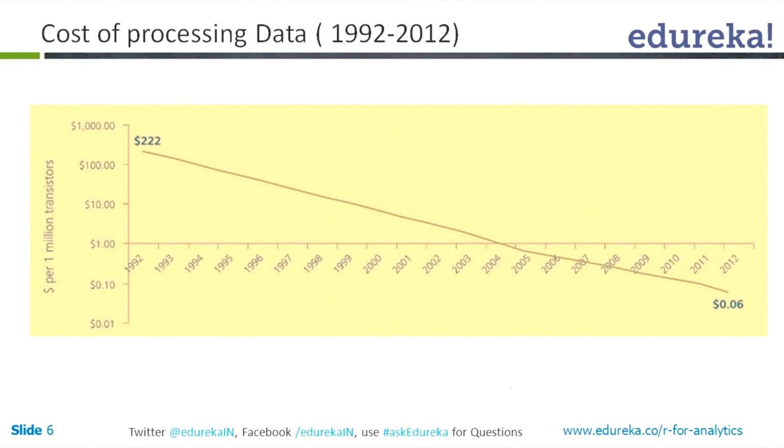Another is the cost of processing data. Can you see how drastically the cost of processing data has moved down? This graph is showing the cost of processing per million transactions from 1992 till 2012. You can see a drastic change. It was $222 for 1 million transactions in 1992, or maybe between 1992 and 93, and now it is less than 0.06. So these two factors are forcing the use of big data, or the use of the data that you have had in your industry for a long time and were not using, right?